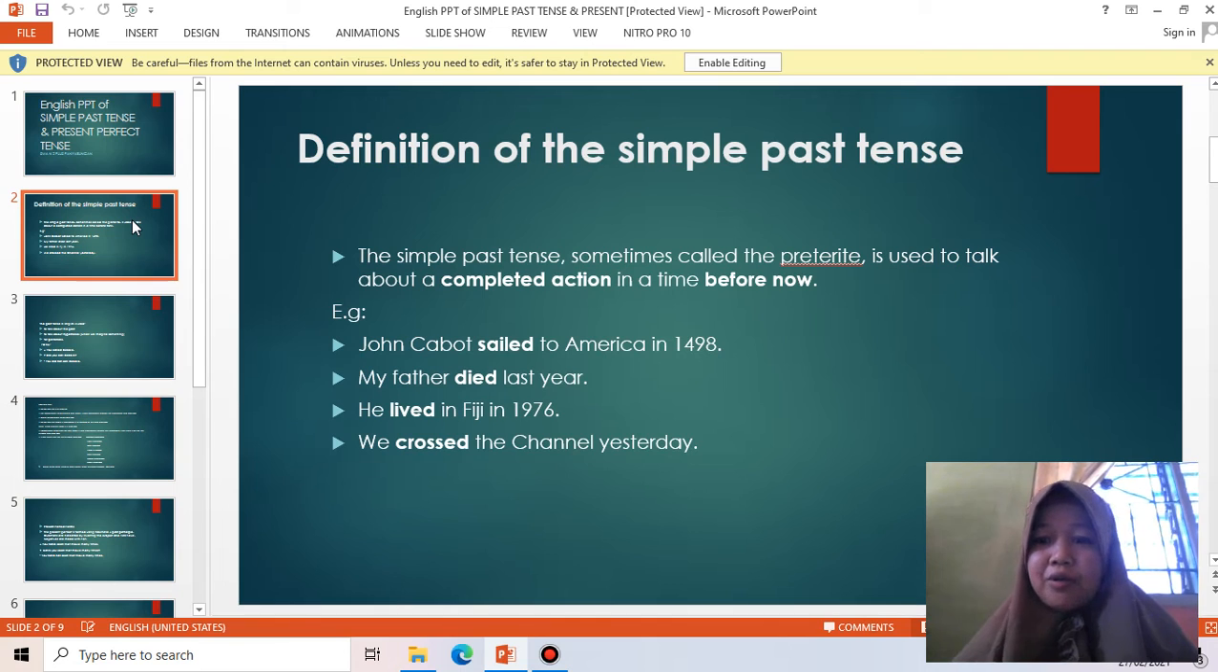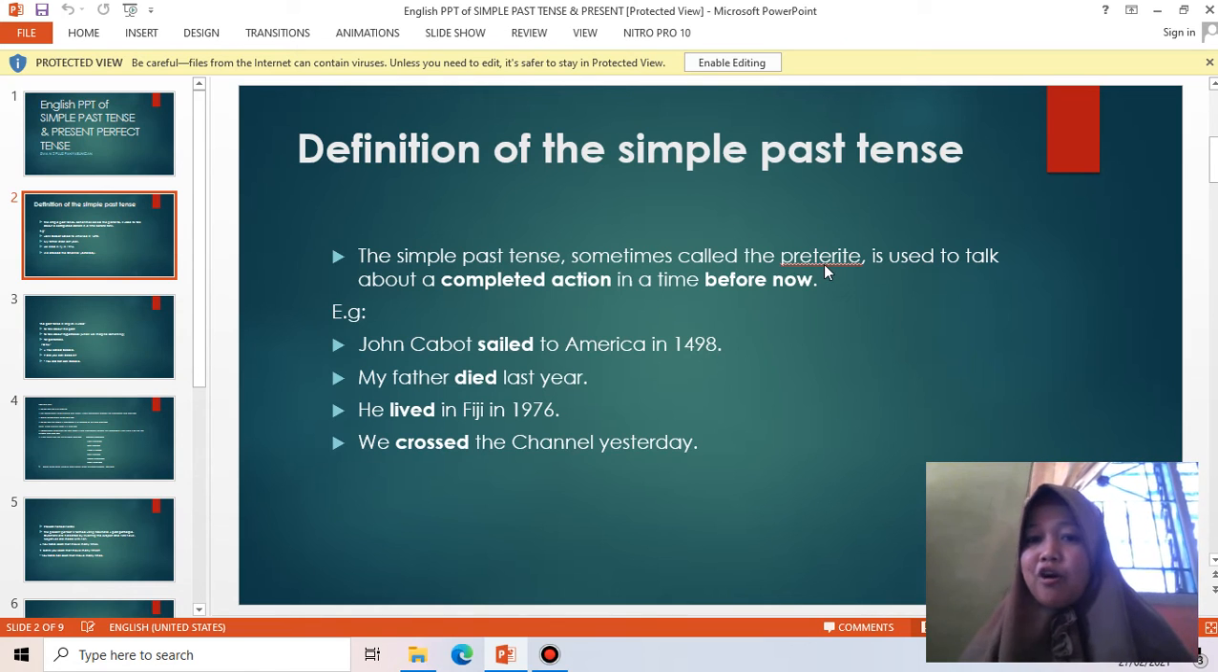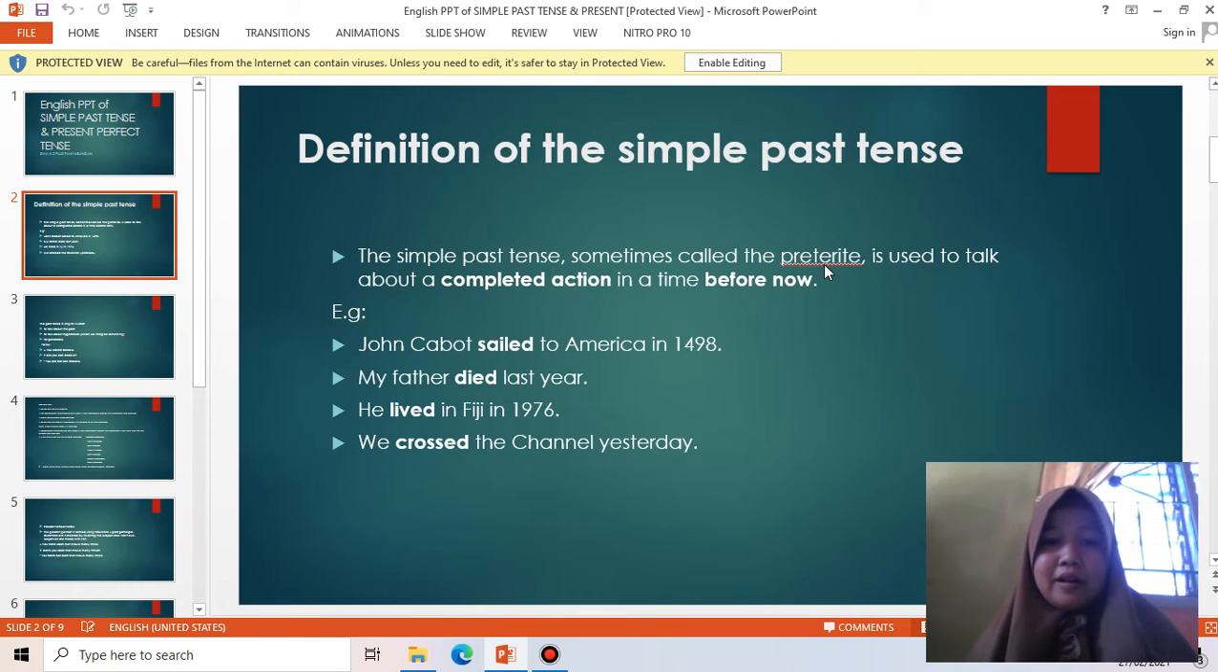So, now we go to the definition of the simple past tense. Actually, simple past tense is used for activities that started and ended in the past. In other words, the simple past tense, sometimes called the preterite, is used to talk about completed actions in a time before now. For example, John Cabot sailed to America in 1498. My father died last year. He lived in Paris in 1976. We crossed the channel yesterday.